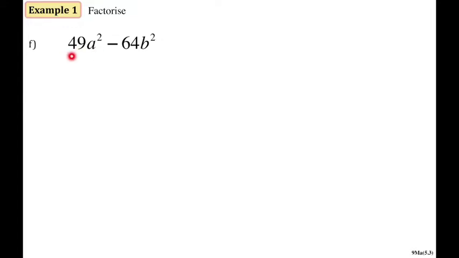Each bracket will begin with 7a, because 7a times 7a is 49a squared. Each bracket will end with 8b, because 8 8s are 64, and b times b is b squared. So there's your answer.